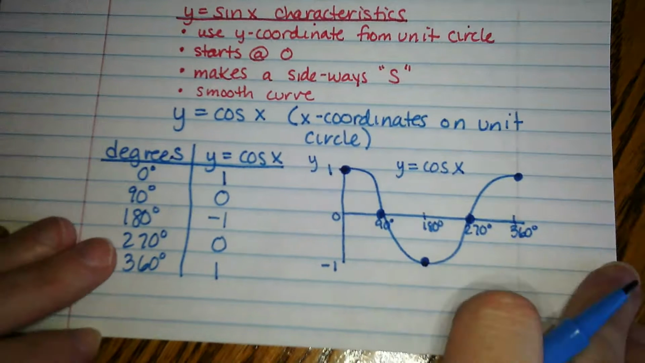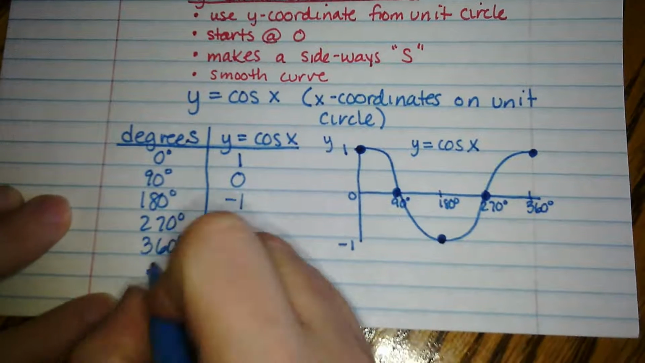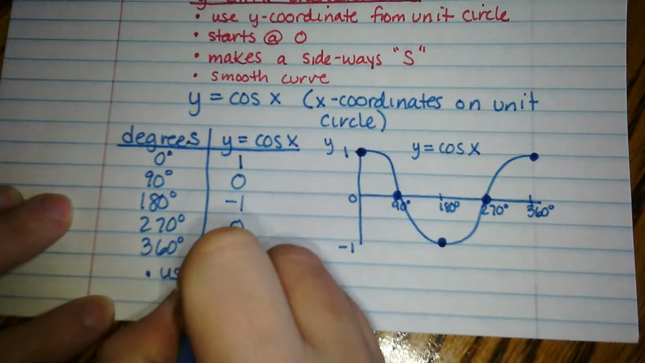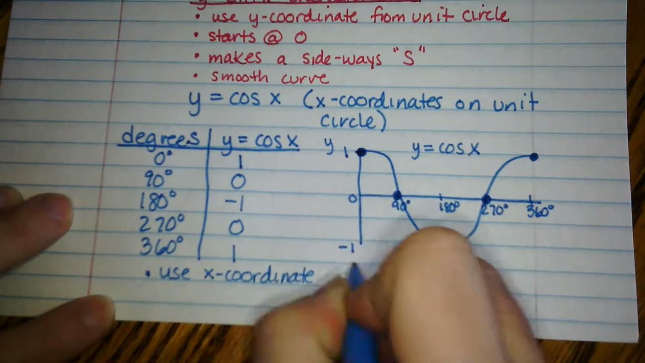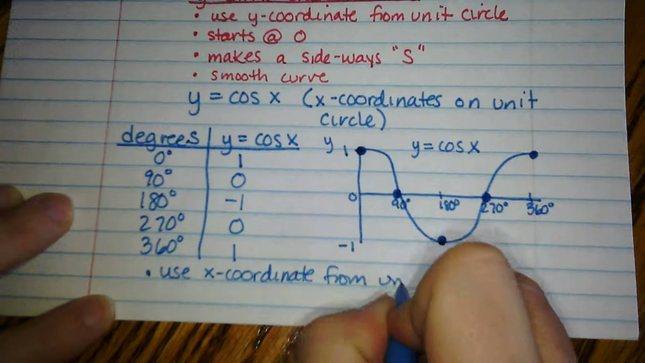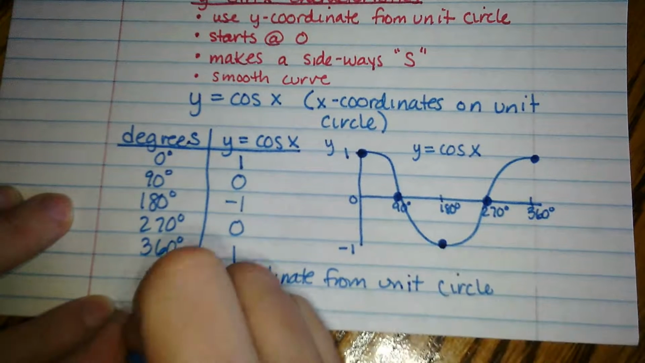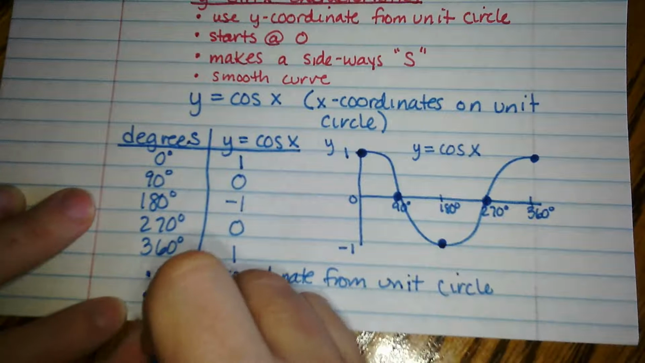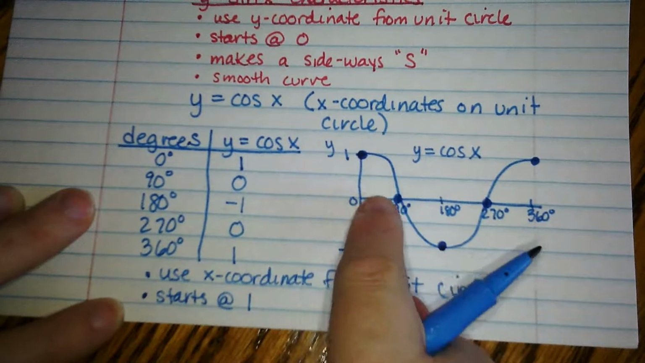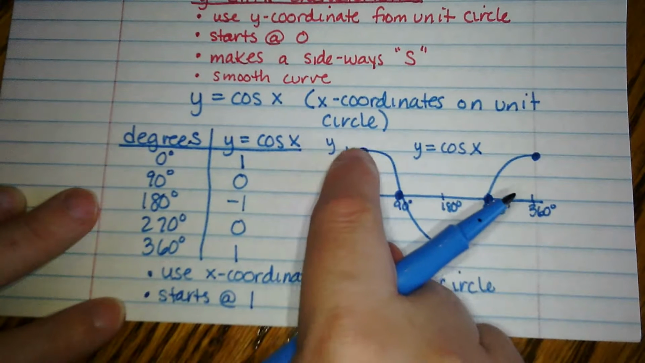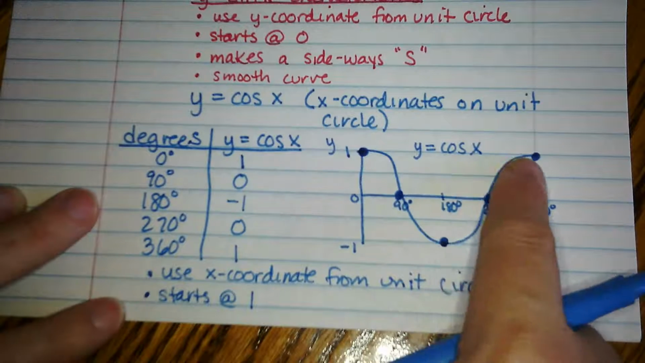And there's a couple things about the cosine curve that you need to know, characteristics. The first one is that you use the x coordinate on the unit circle. The second thing is that it starts at 1. So y equals cosine x is actually going to start at 1. It doesn't start at 0. So it starts high. Okay.